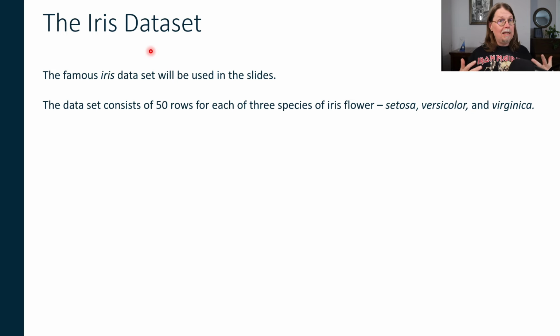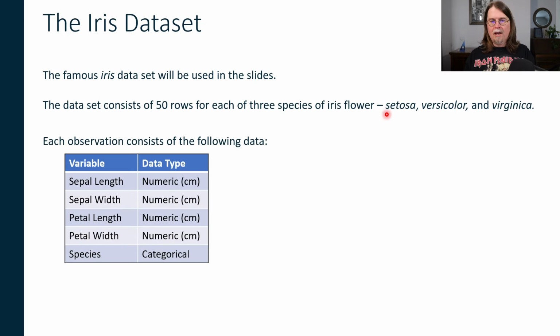Not surprisingly, it is a dataset about flowers. Iris flowers in particular. And in this case, what we have is a data set of 150 rows where it's divided equally amongst three types of flowers: Setosa, versicolor, and virginica. So 50 of this, 50 of this, 50 of this, total of 150 rows. And each row, or each observation, as it's commonly referred to, consists of these columns, and they are sepal length, sepal width, petal length, and petal width.